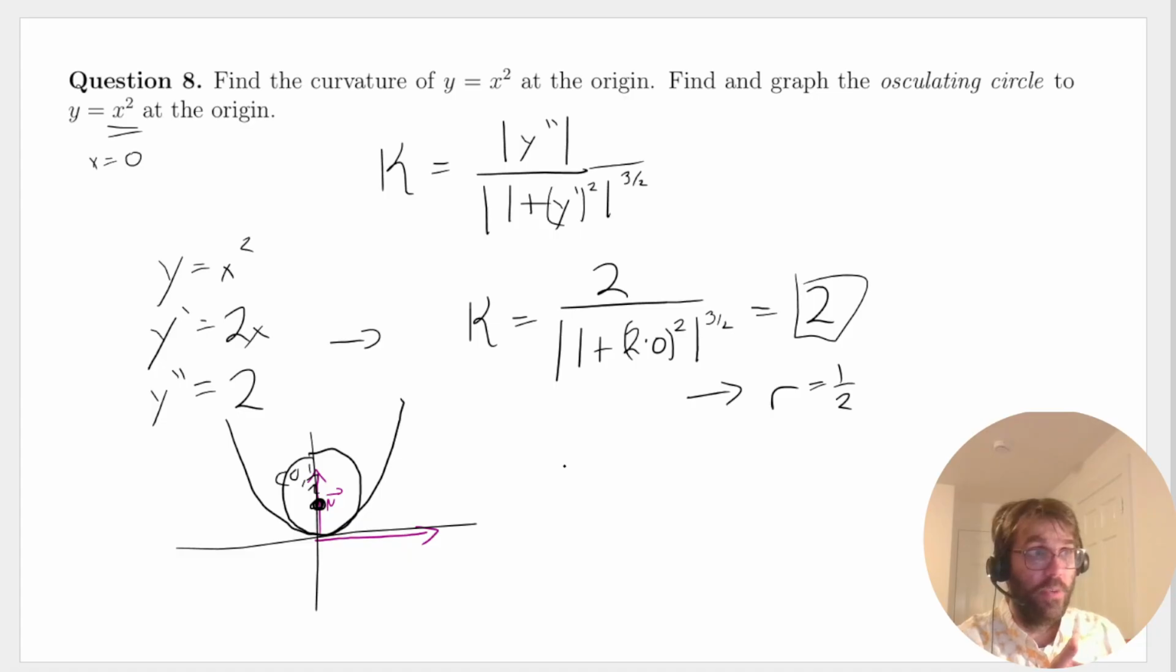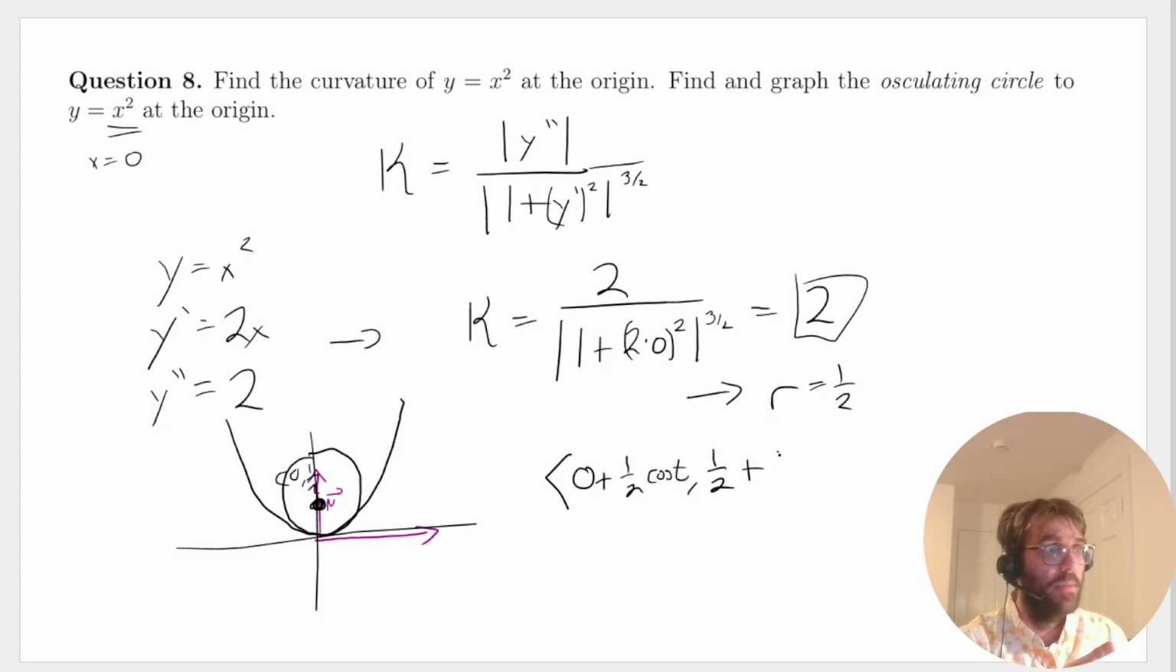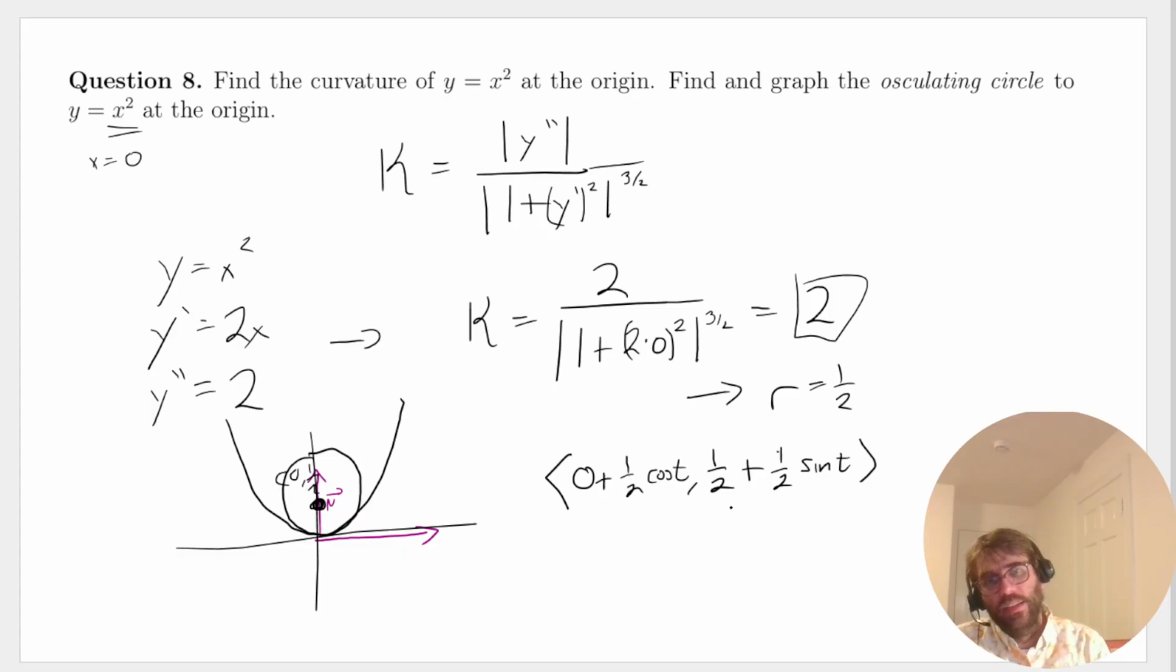Now that circle, if you really want to do it, you need an x-coordinate of 0 plus 1/2 cosine of t. You need a y-coordinate of 1/2 plus 1/2 sine of t. You stick your radius in front of this cosine and sine. You could also do it in regular 2D kinds of things, but you can sketch this osculating circle.